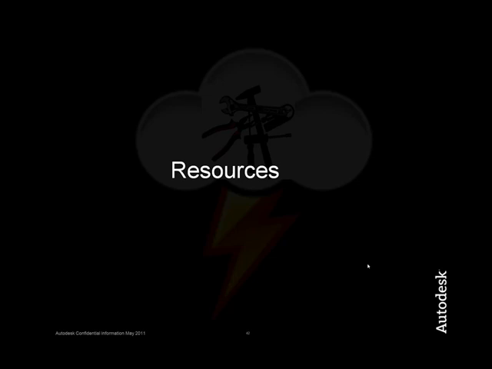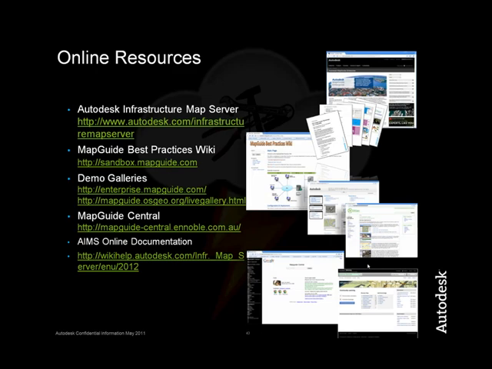Finally, I'd like to share with you some useful resources to learn more. First, you are welcome to check the homepage of AMS on Autodesk.com, where you can download the white paper and apply a trial version. There are many useful tips for best practice on Best Practice Wiki website, which helps you to create high-performance MapGuide web applications. In demo galleries, you will find many demo applications based on MapGuide Enterprise or MapGuide Open Source. MapGuide Central is a custom search engine which helps you to find your answer faster.